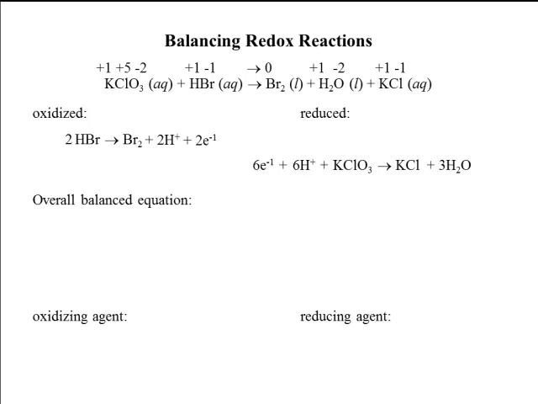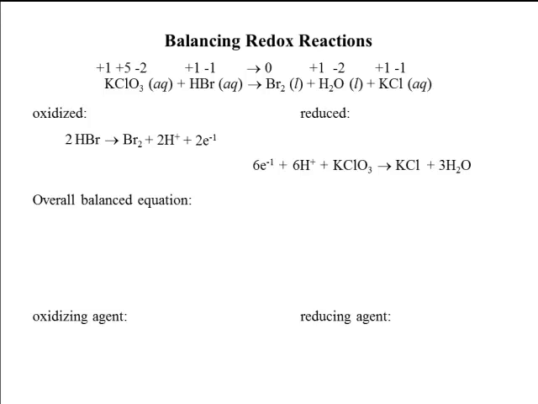Now before I can write an overall equation though, I need to make sure that the number of electrons are equal in both. So in my oxidation half reaction I produce 2 electrons, but in my reduction half reaction I'm using 6 electrons. Those aren't equal. Okay? Remember, these are half reactions of the overall reaction, so whatever electrons are produced in the oxidation process have to be used in the reduction process. And if they're not equal, we've got to adjust that. So how am I going to get these equal? Well, I can't just add 4 more electrons because that's going to change the overall charge.